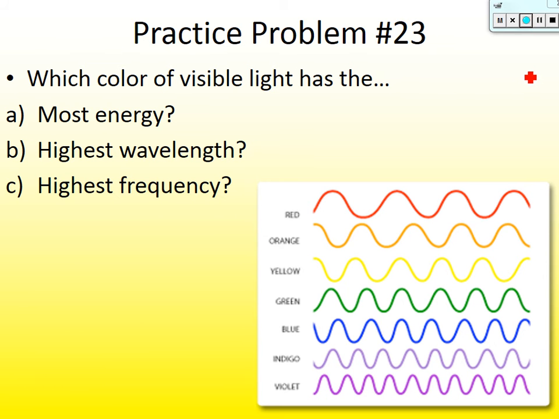Okay, so hopefully you have an answer. So we're looking at all these colors here. Which one has the most energy, guys? Violet. I agree. It has the highest frequency, right? Which wave has the highest wavelength? Red. Yeah, from crest to crest, that's the longest wave. So it's going to be red. Now, what did you guys put on C, the highest frequency? It's going to be violet.